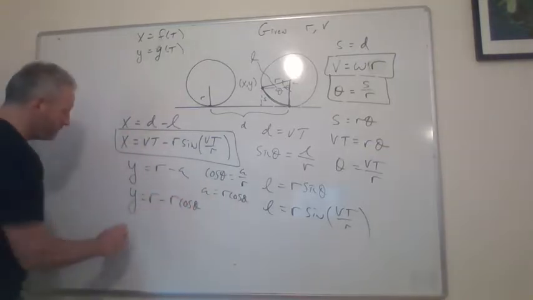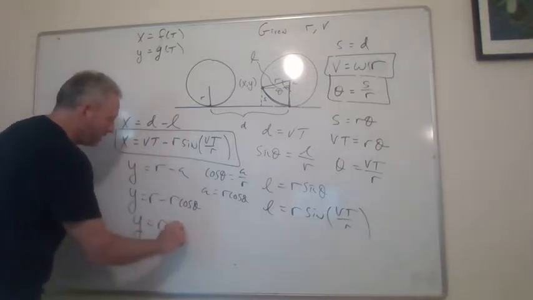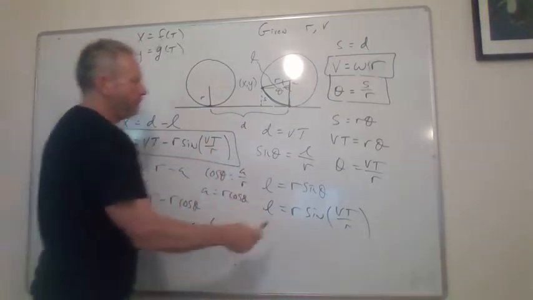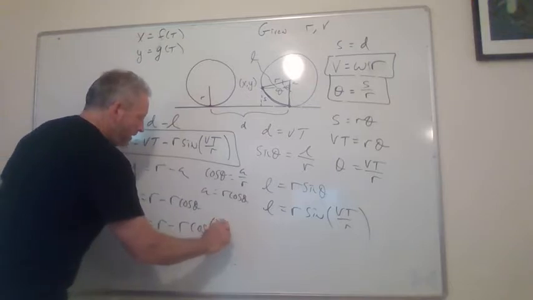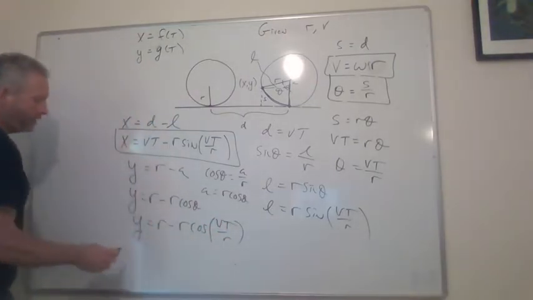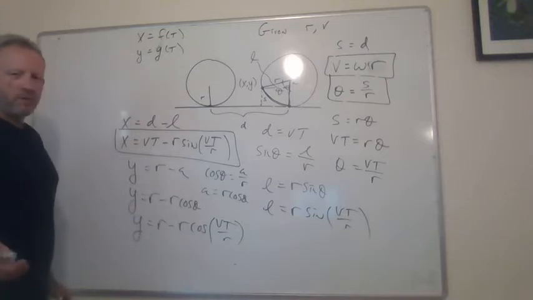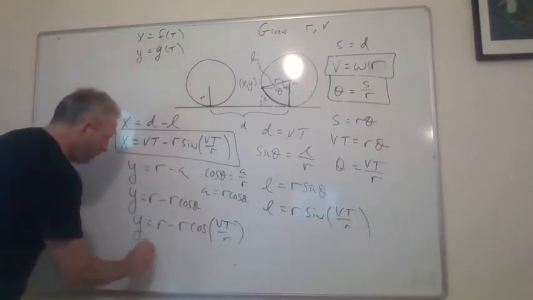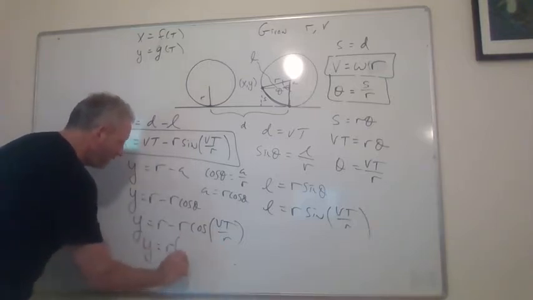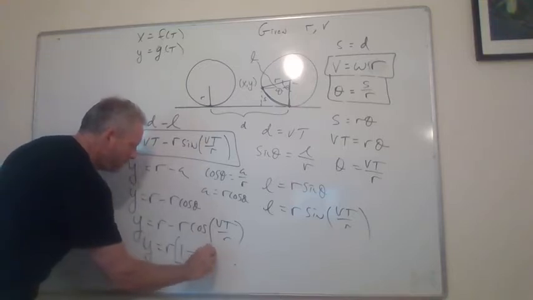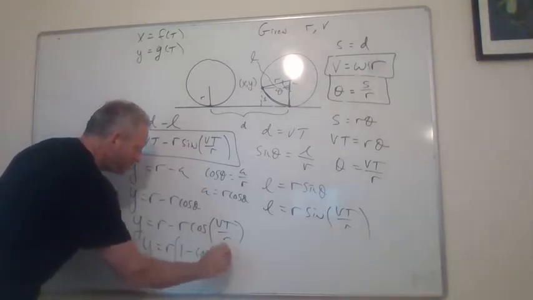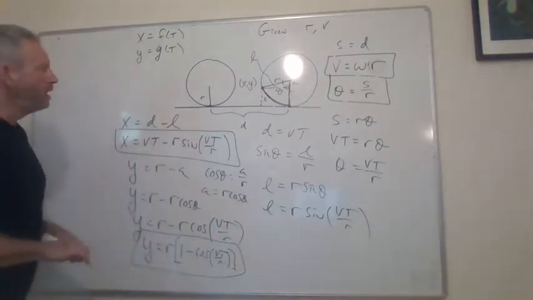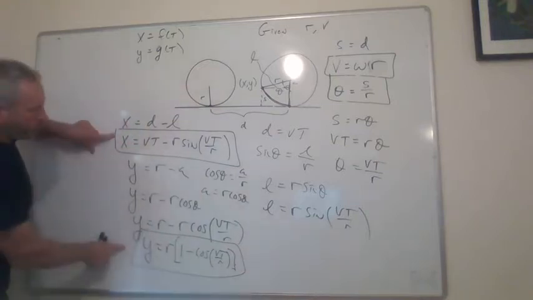Oh, but we want this as a function of T. So Y is equal to R minus R cosine of, and somewhere we had theta written down. Oh, right here. VT over R. For fun, I'm going to factor out the R, because you already spent years of your life factoring things. So Y is equal to R times 1 minus cosine of VT over R. I'm going to put that in a box. There, these are the parametric equations for the cycloid.